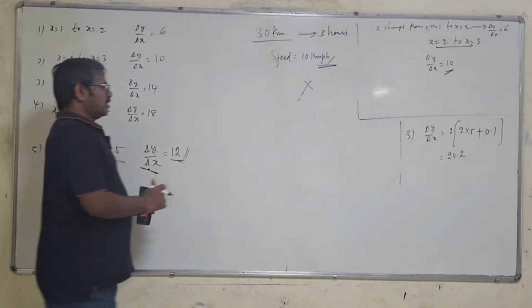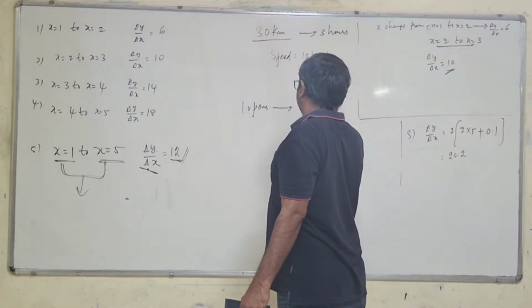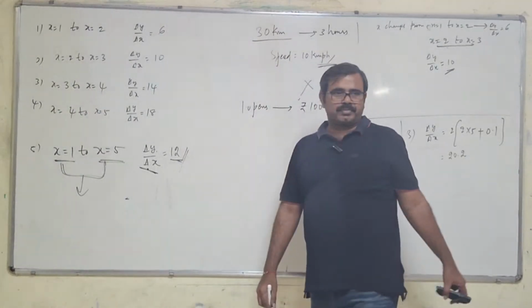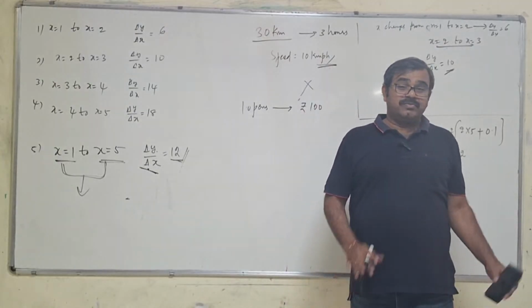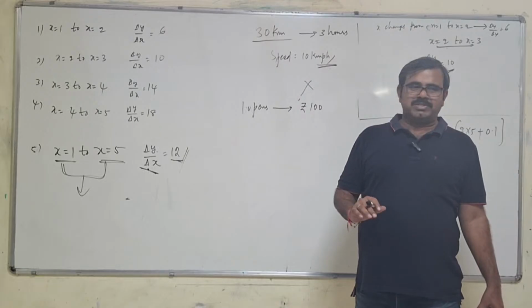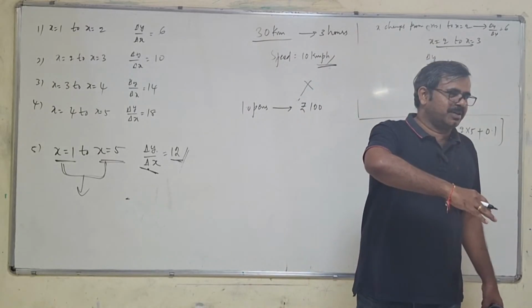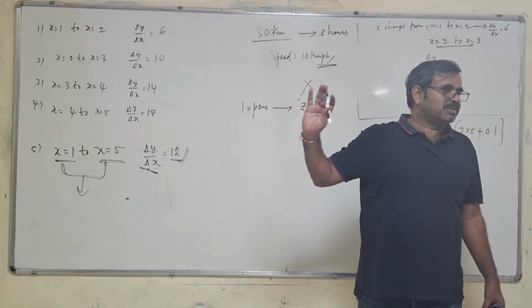I'll give you one more example. Let's say you bought 10 pens. The total cost is 100 rupees. Okay, different pens cost, the price varies. The first pen cost is 10 rupees, second pen cost is 12 rupees, third pen cost is 5 rupees, fourth pen cost is 20 rupees.